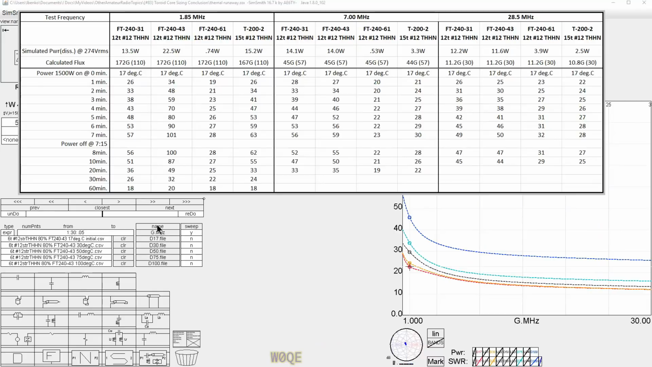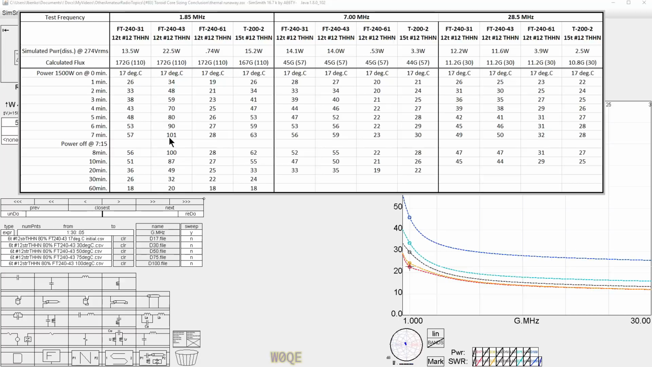You may have noticed when I showed the original FT240-43 material measurements at 1.85 megahertz that the temperature rose quite a bit. But notice what's happening here. With all these others, each minute the rise in temperature is not as much as the previous minute, except for this one. This one was large to begin with, and then it stabilized, and then it started, but it doesn't get any smaller. What we're seeing here is the effects of some thermal runaway. The core parameters are changing with temperature.